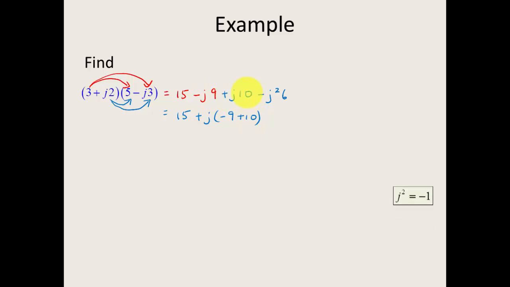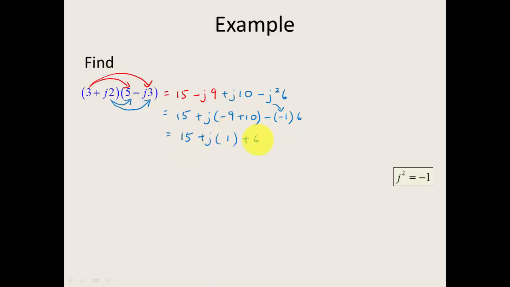And then, remember that j squared equals minus 1. So over here, the last term will become minus 1 times 6, because j squared has been changed to minus 1. Let's continue to simplify. So 15 remains, plus j, minus 9 plus 10 will give me 1. Over here, negative times negative 1 will give me positive 1. And multiply to 6, I get 6.